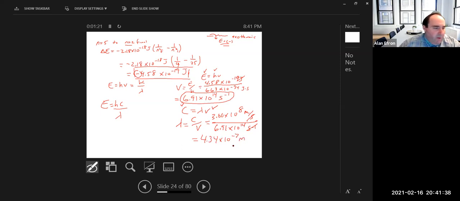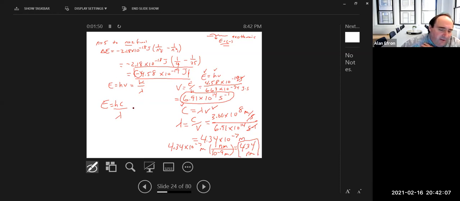And remember, we wanted it in nanometers. So we would take 4.34 times 10 to the minus 7 meters. And again, using our nano conversion, 10 to the minus 9 meters is 1 nanometer. And that's going to give us 434 nanometers for the wavelength.